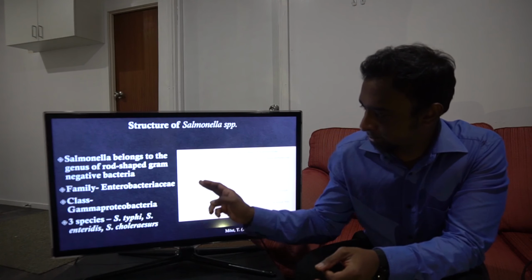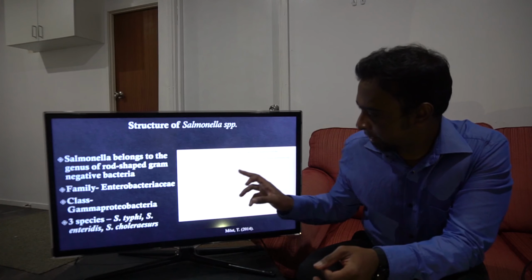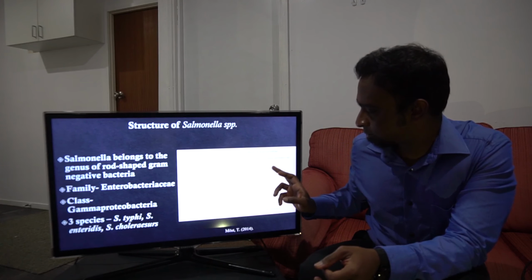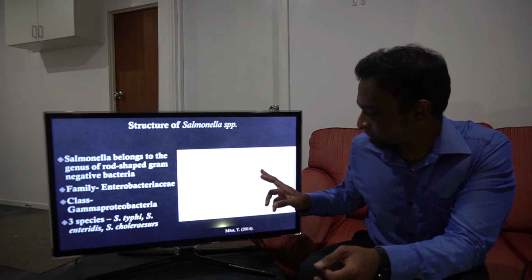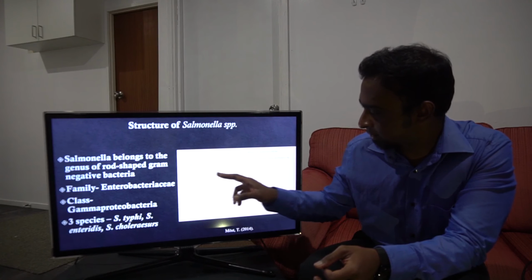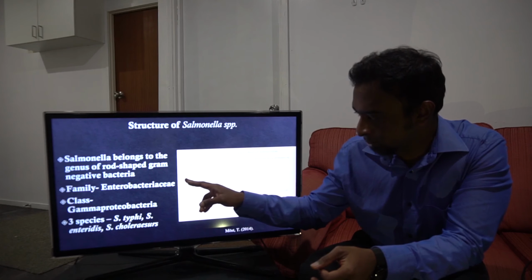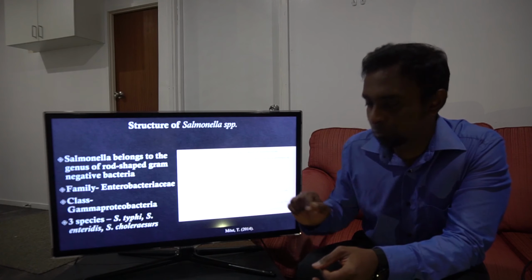Three species. Here you can see the three species and the reservoirs of the host preference. The first one, Choleraesuis, has a preference for animals, and the second one, S. typhi, for humans. The third one is also for humans.